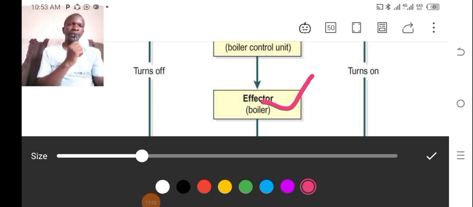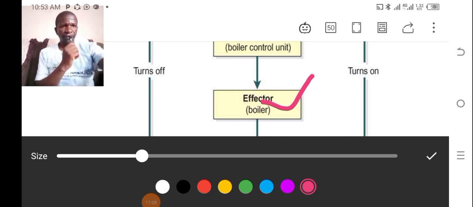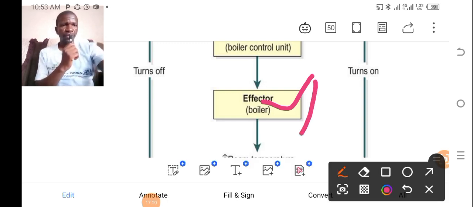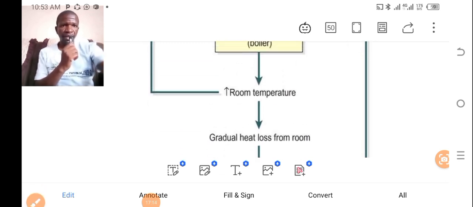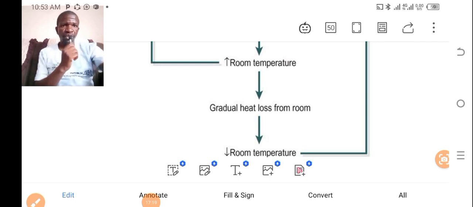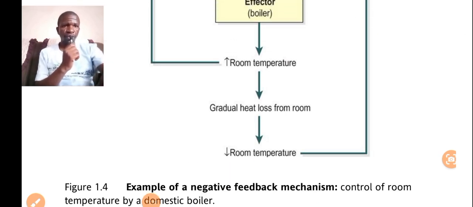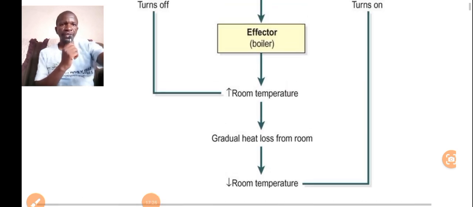So this is our effector, which is the boiler. This boiler is going to decrease the temperature. So what is going to be the outcome? The outcome is that the room temperature is going to decrease. So there's gradual heat loss from the room.